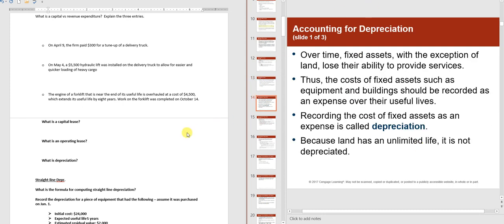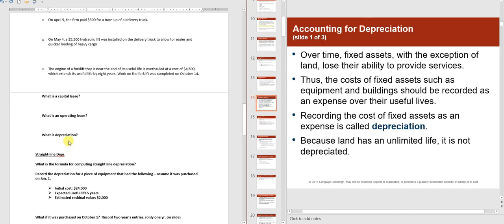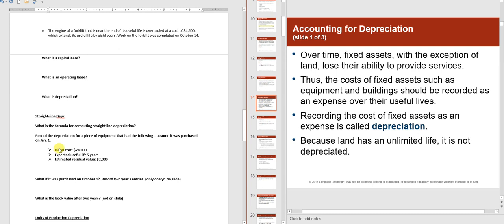Okay. The next one, what is depreciation? One thing that I like to call depreciation is the systematic allocation of the cost of the asset over its useful life. So in other words, in this one, I need to spread that $24,000 cost over the 5-year life. So it's like prepaid insurance that I would allocate over 6 months if I bought a 6-month insurance policy. But in this case, I need to spread the cost over 5 years. That is called depreciation. Notice land is not depreciated.